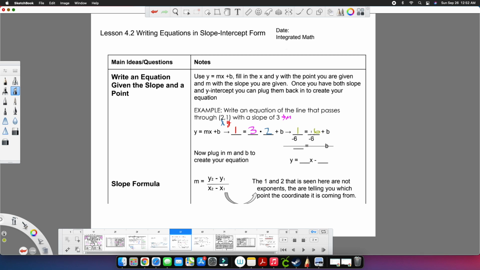So I'm subtracting this 6 from both sides, so the b is all by itself. So 1 minus 6 is negative 5. 6 minus 6 cancels, and b is by itself. So this is our y-intercept. This was part of what we were looking for. We're not done. It told us to write an equation that passes through this line. So now we have to take this y-intercept, I can talk, and we have to plug it in here.